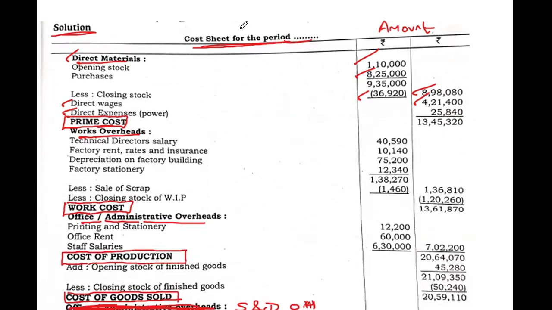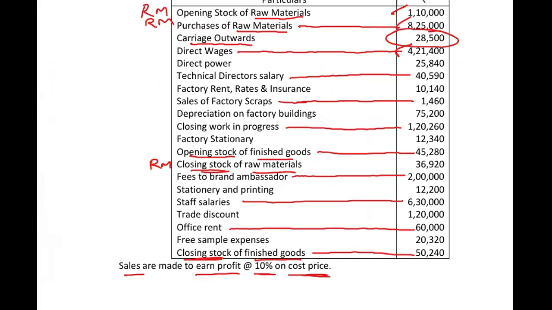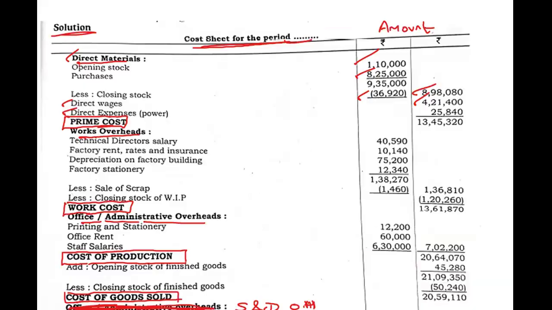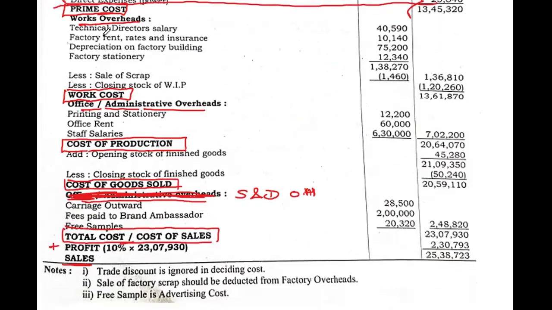Direct expenses are also given, in the form of direct power, 25,840, which is taken here. After these three figures, direct material, direct wages and direct expenses, what will we get? The prime cost. Prime cost is 13,45,320. To that prime cost we will add what?